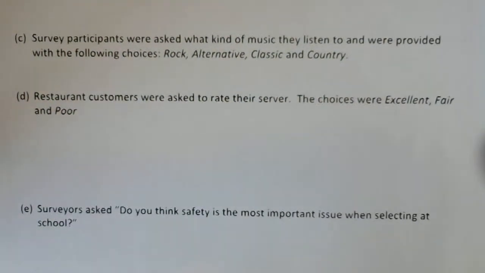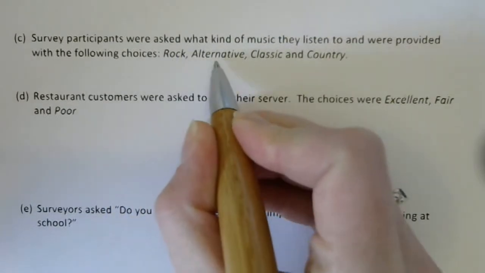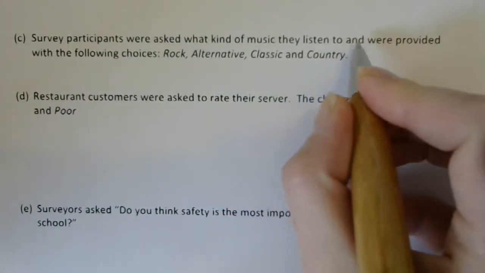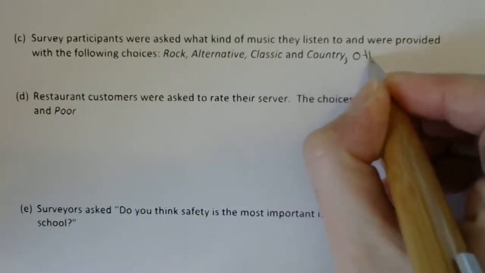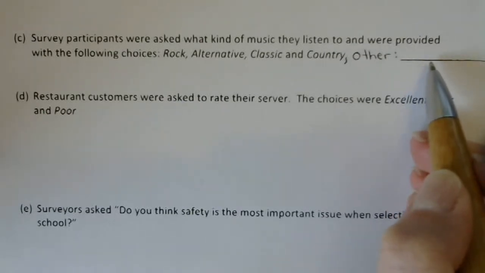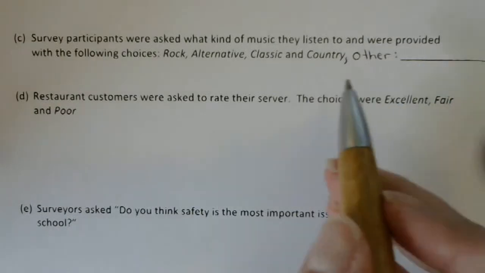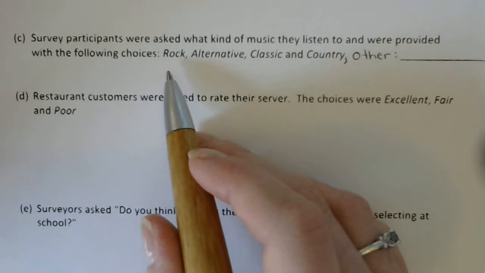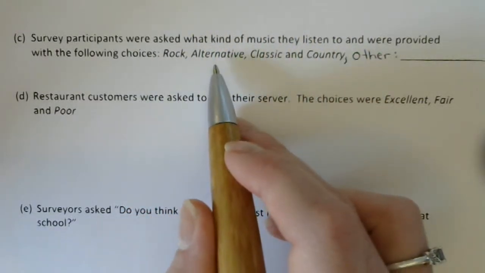Okay, C. Survey participants were asked what kind of music they listened to and were provided with the following choices: rock, alternative, classic, and country. Think about that one for a second. So the principle not being followed for this one is it's not a good question. It's not designed so that everybody can answer. So you've got rock, alternative, classic, and country. You should include a space that says other. And even if you include this space, there's so many different kinds of music that this is kind of a leading question because it's provided you with only 4 of them. So maybe someone would be more likely to select one of these because it's in front of them.